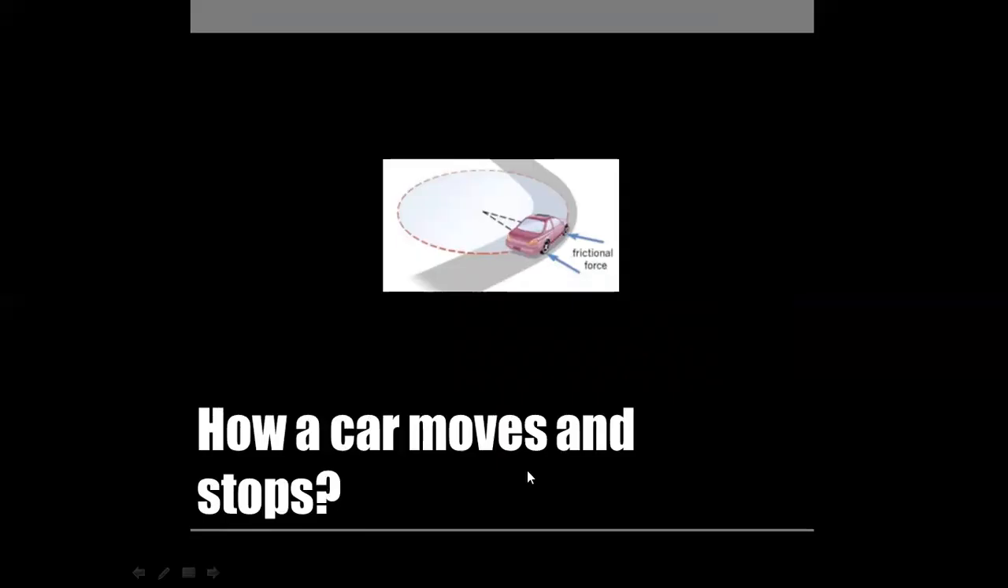Then a car moves and stops because of the frictional force that is present between the wheels and the road. This car is moving on a circular track, and this is the direction of centripetal force, and the centripetal force is provided by the force of friction. Okay.